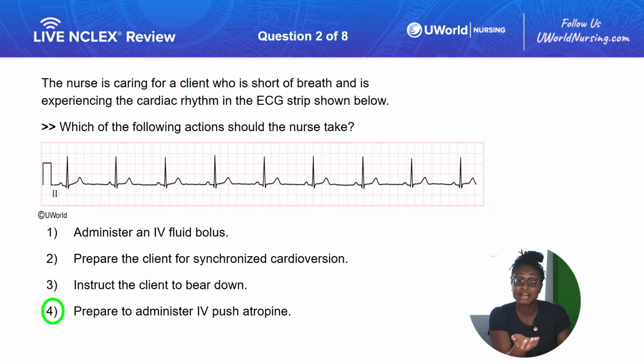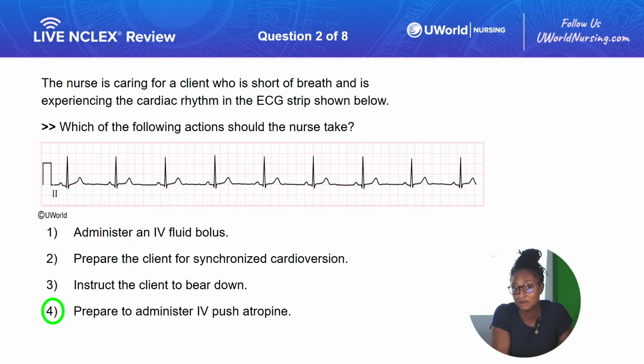So now I have to calculate the rate. And since I said this is a 10-second strip, we're going to count the QRS waves, which there are 9 of them, times 6. 9 times 6 is 54, which could be considered a bradycardic rhythm. Less than 60 is bradycardia. More than 100 is a tachycardic rhythm. So this is 54 beats per minute, sinus bradycardia. Since all of our components are there, it's just at a slower rate. So the intervention for sinus bradycardia would be option 4, to prepare to administer IV push atropine.